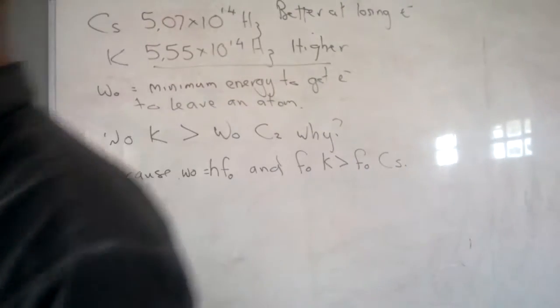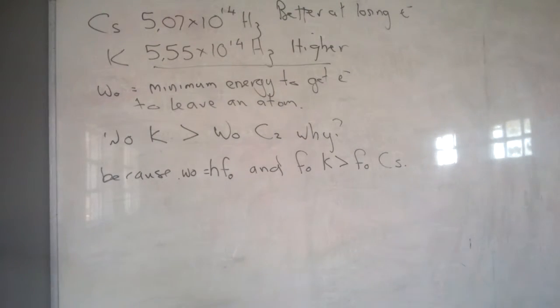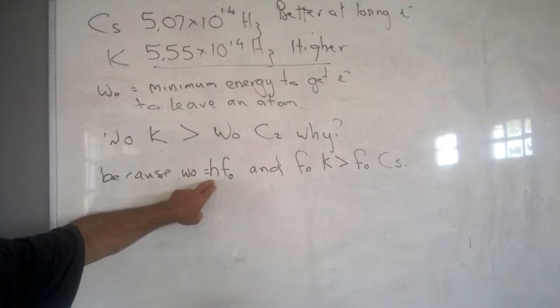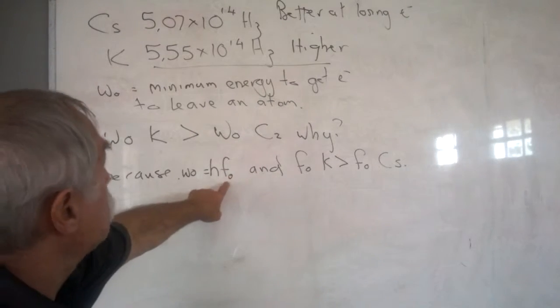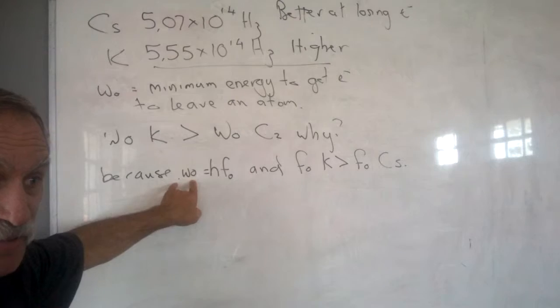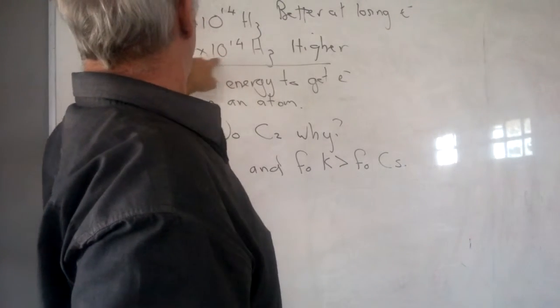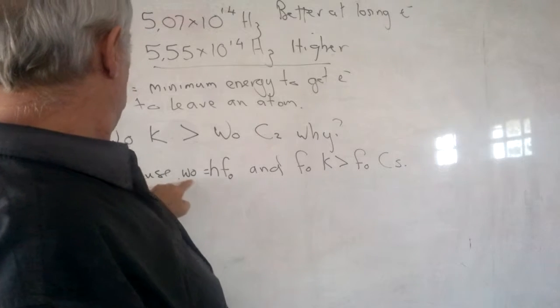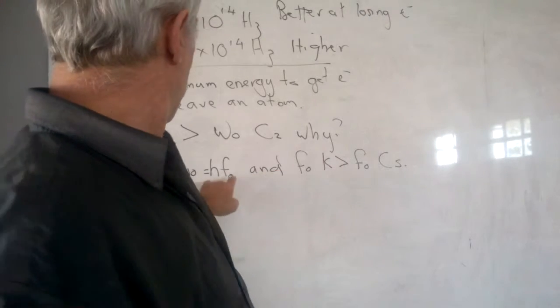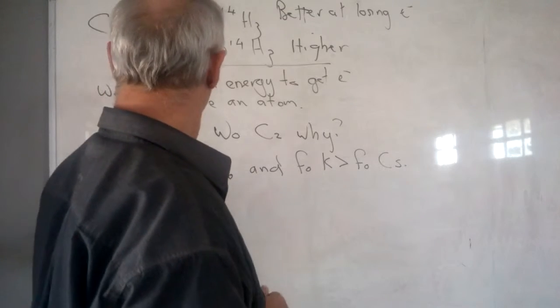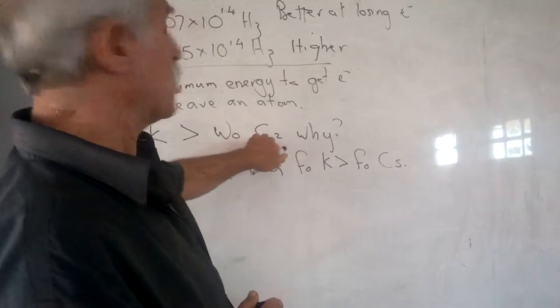Now come on, I want you to look at that. Timberletti, let me say that again, and then I want you to repeat it for me. So you've got to pay attention here. You see those two frequencies? If we multiply them by h, we get the work function. Now, h is a constant. So if the f naught is higher, it means the work function is higher. So look which one's higher. That one's higher, the potassium. So therefore, the work function of potassium is higher than the work function of cesium.